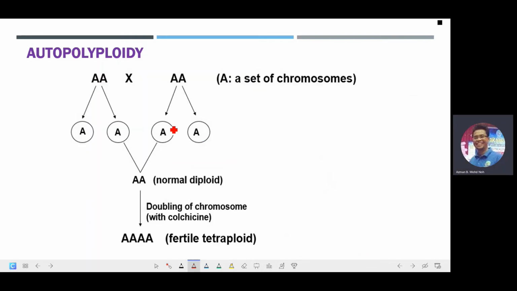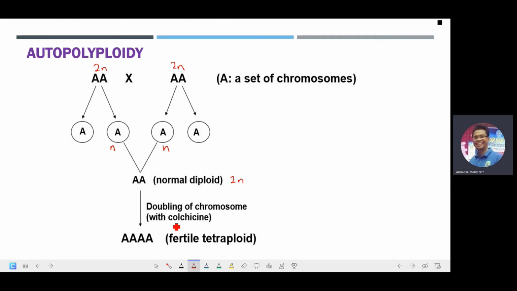This is another case of autopolyploidy in which a diploid individual is crossed with another diploid individual of the same species, and both of these individuals produce normal gametes which will be haploid. If the normal gametes fertilize each other, this will produce a normal diploid individual, 2N.